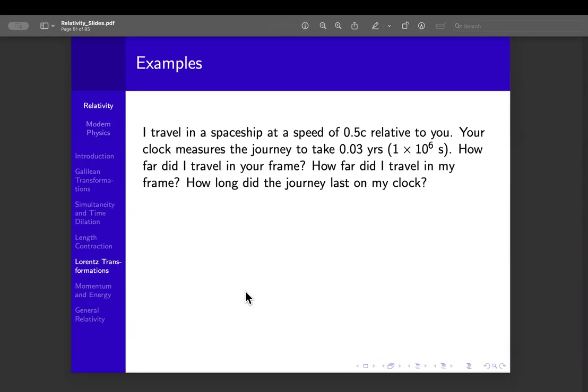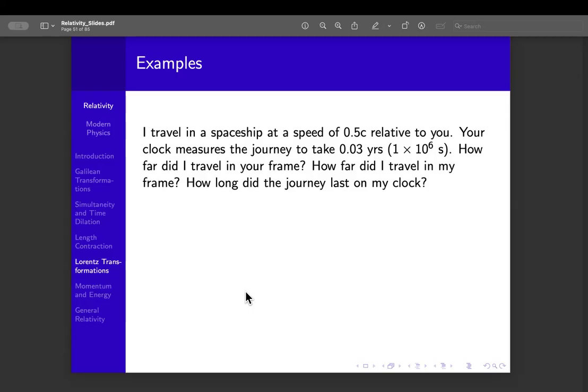So in this example, I travel in a spaceship that is at a speed of 0.5 c relative to you, and your clock measures the journey to take 1 times 10 to the 6 seconds. That's also 0.03 years. I've done that conversion for us. How far did I travel in your frame? And how far did I travel in my frame? And in addition, how long did the journey last on my clock?